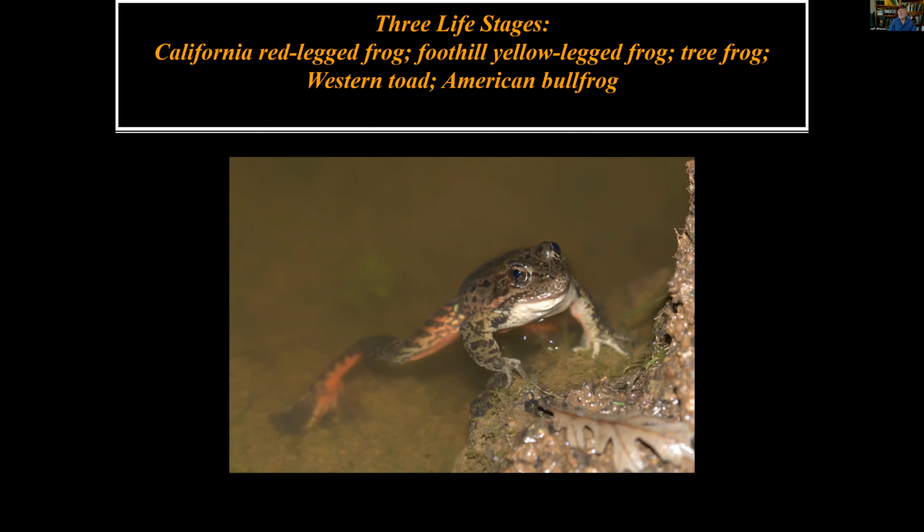But the main thing to identify them by is the dorsolateral fold, if you can follow my cursor, that starts essentially behind the eye, at least the most visible part, and runs the full length of the back down to the rump, almost to the insertion of the hind legs. If you have the right angle, you can see actually that it goes in front of the eye too, between the eye and the nares.